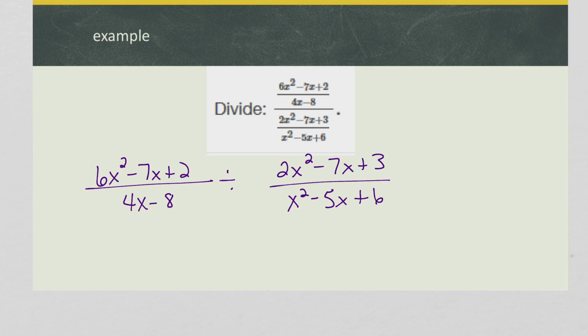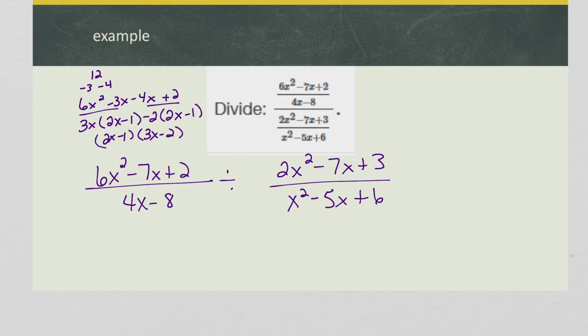Now, let's factor everything that we can. Okay, so I'm going to factor this thing first. I would multiply 6 times 2, and I get 12. I want factors of 12 that add up to be negative 7, and that's negative 3 and negative 4. So I would write this as 6x squared minus 3x minus 4x plus 2. I'm going to factor by grouping now. So 3x times 2x minus 1. I'm going to factor out a negative 2 here. So then I've got 2x and minus 1 there. So I've got 2x minus 1 and 3x minus 2 is what this factors to be.